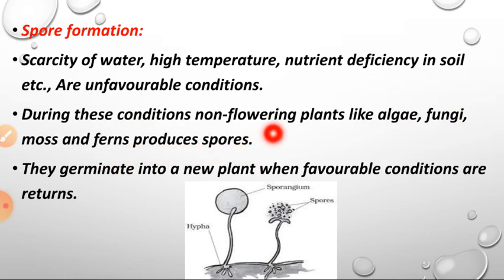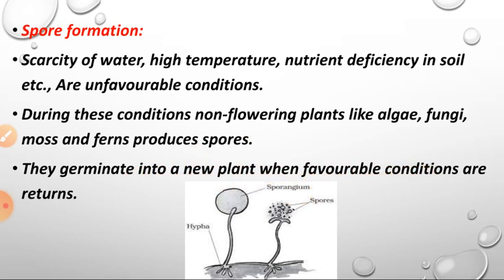What do you mean by non-flowering plants? Gymnosperms. The plants which do not produce flowers are known as non-flowering plants. So what are they? Algae, fungi, moss and ferns. These produce spores. Spores are nothing but like pollen grains in a plant, though it's not pollen grains. We can say spores. After the adult plant releases spores, what will happen then? They germinate into a new plant when favorable conditions return.